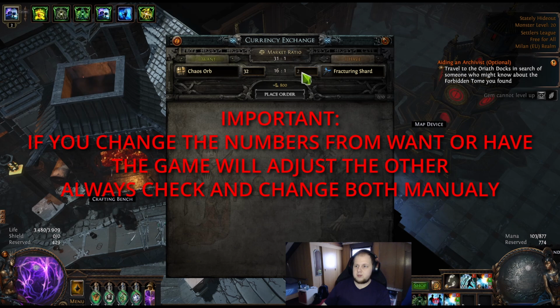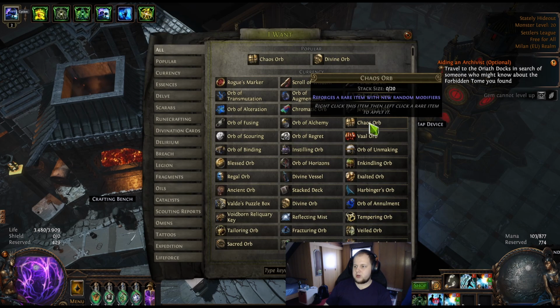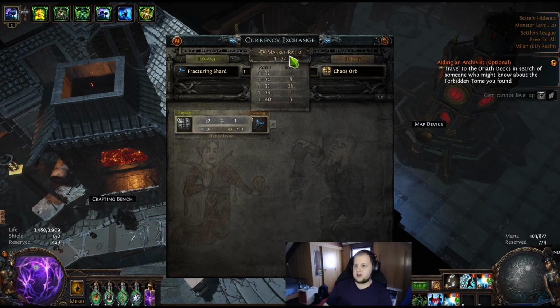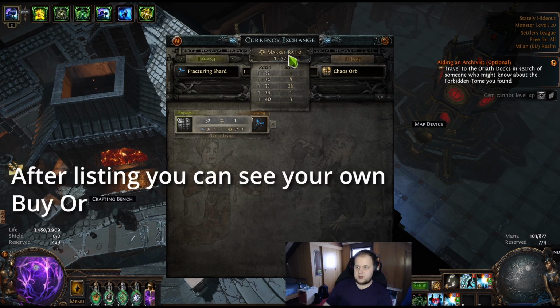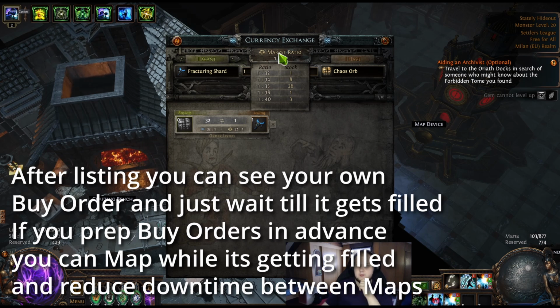One fracturing shard for 32 chaos. We place this order. It isn't immediately filled, since the market rate says it's 31. But we do know that if we turn it around, there are people intending for that. There you see my 32.